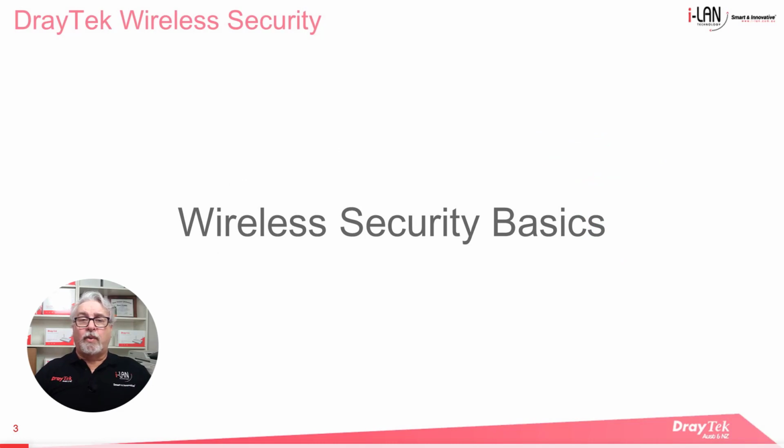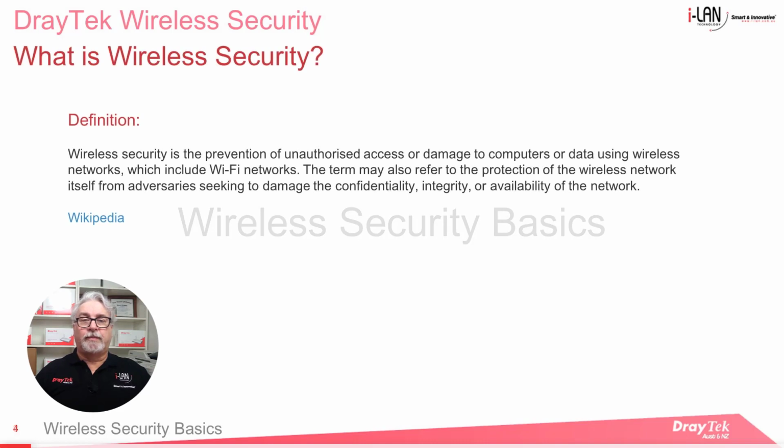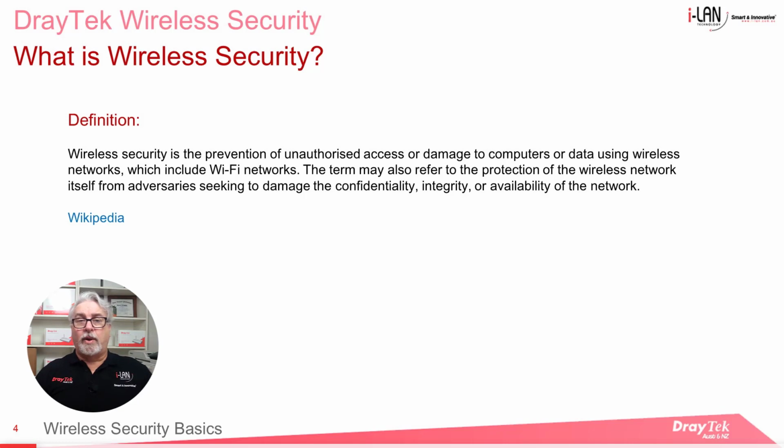So let's start by looking at wireless security basics and why we need to enable wireless security. The definition of wireless security from Wikipedia says that wireless security is the prevention of unauthorized access or damage to computers or data using wireless networks, which includes Wi-Fi networks. The term may also refer to the protection of the wireless network itself from adversaries seeking to damage the confidentiality, integrity, or availability of the network. So in essence, it's saying that it is the prevention of unwanted users from accessing a particular wireless network, ensuring that data remains only accessible to authorized users.